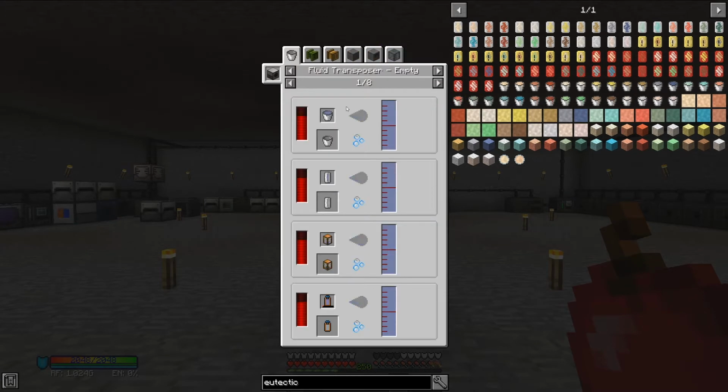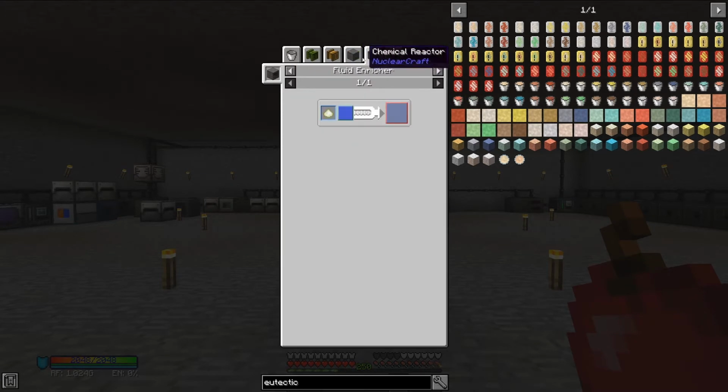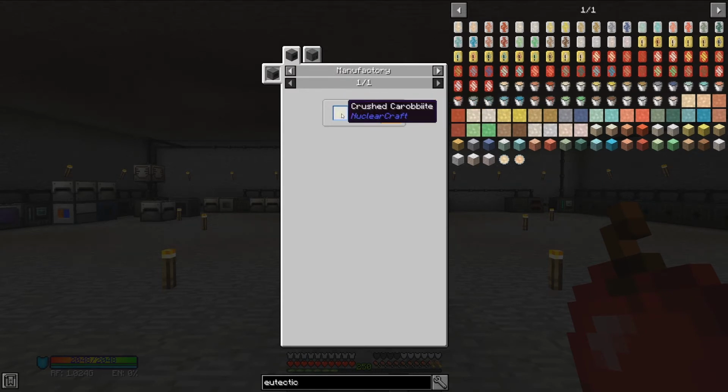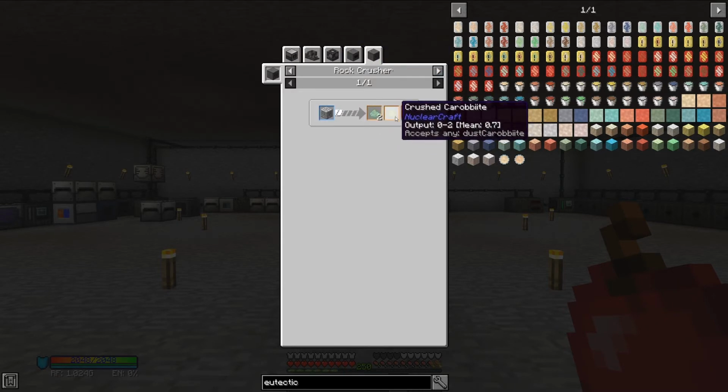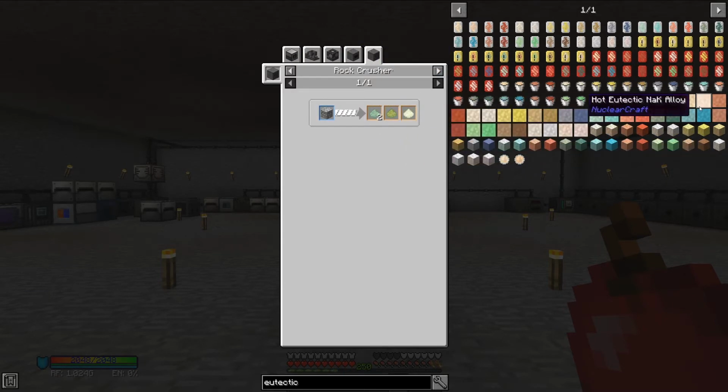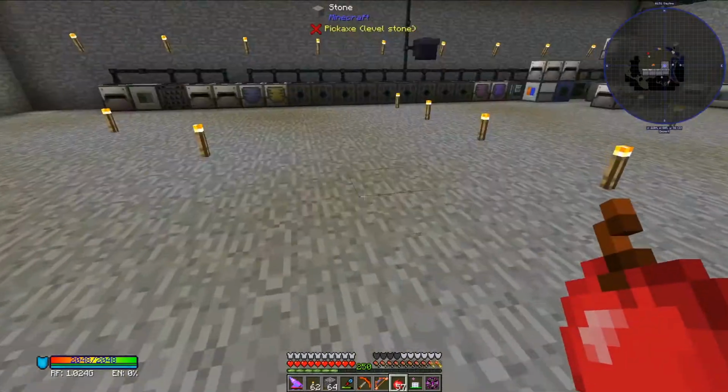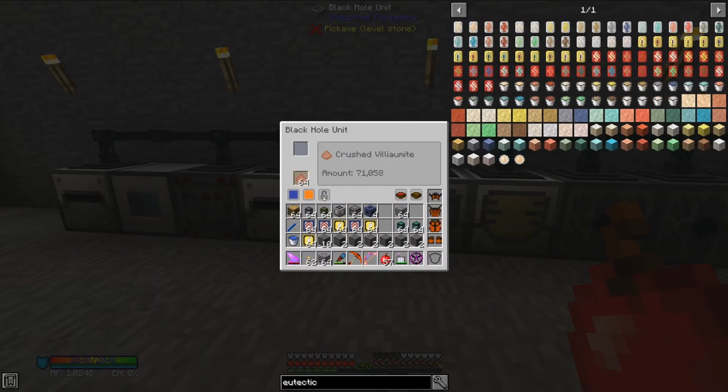Chemical reactor. So there's a lot of machines that go into actually making this stuff. But the base part for one of the components is the crushed carbide. I hope I pronounced that correctly. And that actually comes from a rock crusher from diorite. So I do have a bunch of this stuff, as well as the sodium, which eventually comes from this stuff over here. And I'm not even going to try to say it.